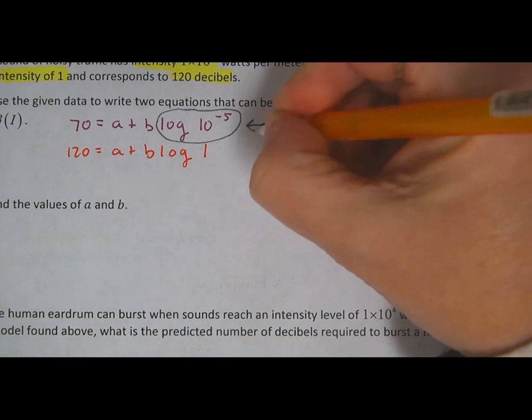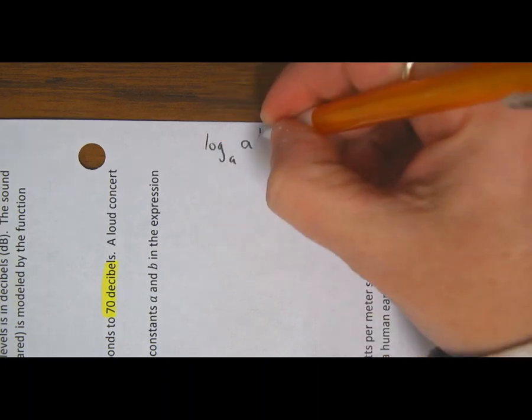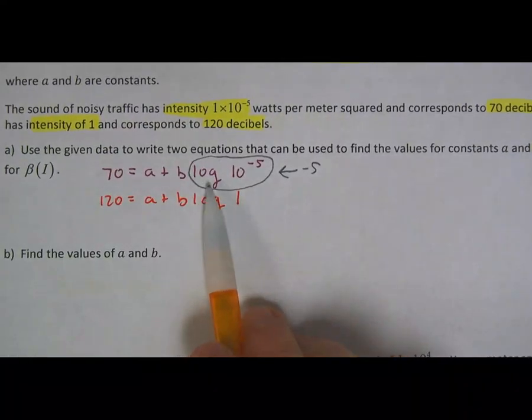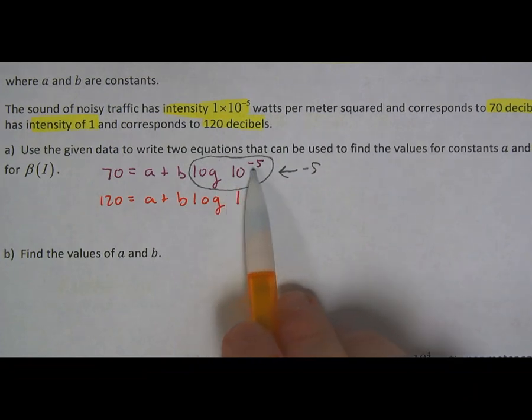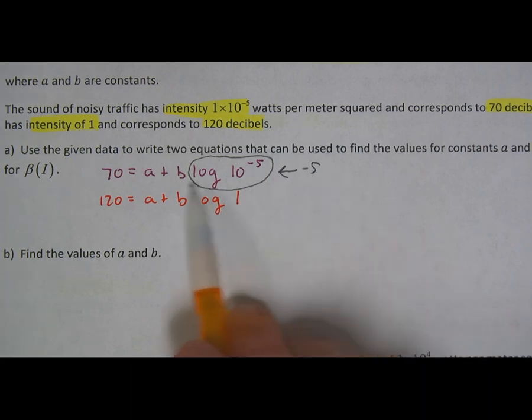Yeah, that's that rule I keep mentioning off to the side where I say, remember, log base A of A to the B power is B. That's exactly what we have in front of us here: log base 10 of 10 to the negative fifth. So what I circled there is really just negative 5. So in a second I can rewrite this as negative 5b.